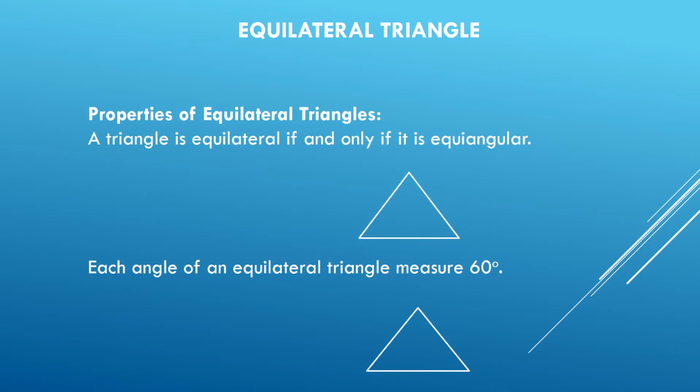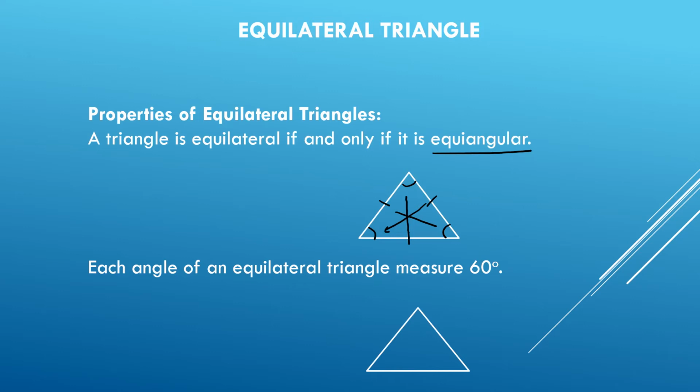Let's review the properties of an equilateral triangle. A triangle is equilateral if and only if it is equiangular. An equilateral triangle is a triangle in which all three sides have the same length. This means that the sides are congruent. If the sides are congruent, the angles opposite to those sides are also congruent. So the three angles in an equilateral triangle are congruent. This means they are equiangular. Each angle of an equilateral triangle measures 60 degrees.